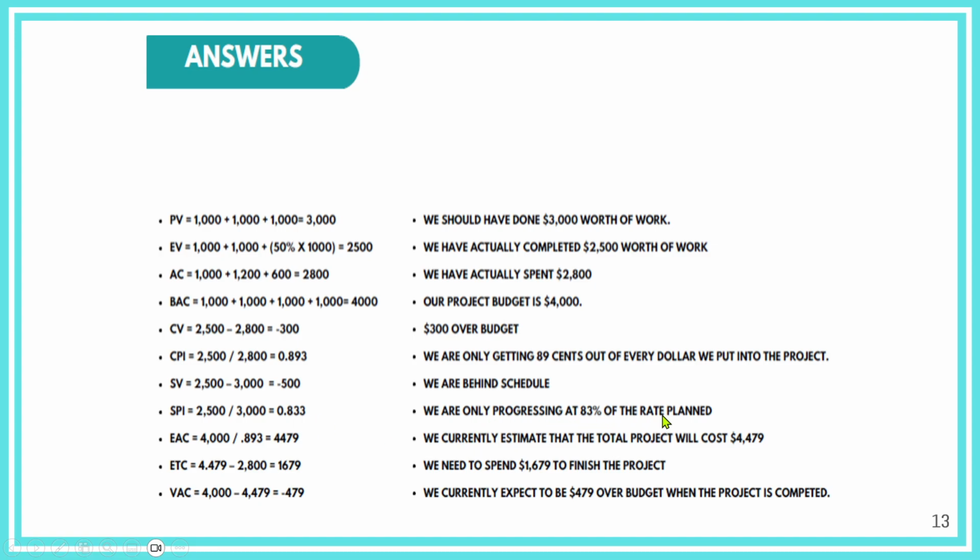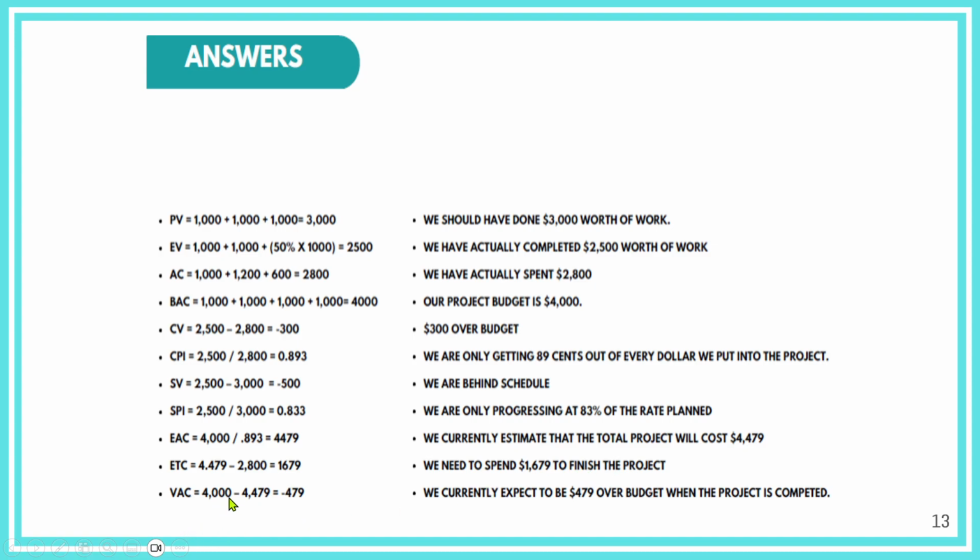Okay, estimate at completion, that's budget at completion divided by CPI, which is 4,479. So we currently expect that the total project cost will be 4,479. The estimate to complete, that's estimate at completion minus the actual cost, so it's 1,679. Okay, so we still need that amount in order to finish the project.